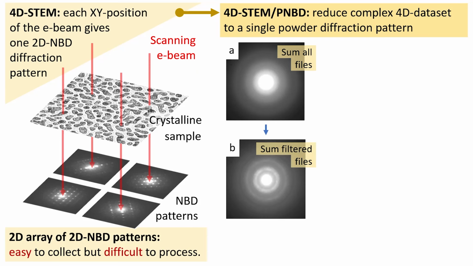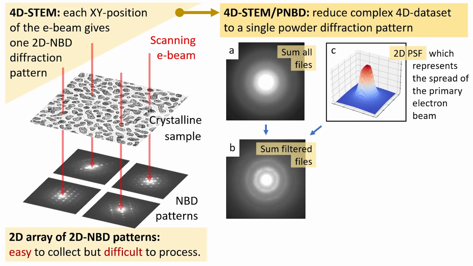We can see no sharp rings. We can be more clever. We can filter the files because we have those single diffraction patterns. We can select only those with more diffractions and low background. Then it is much improved, but it is still not everything.